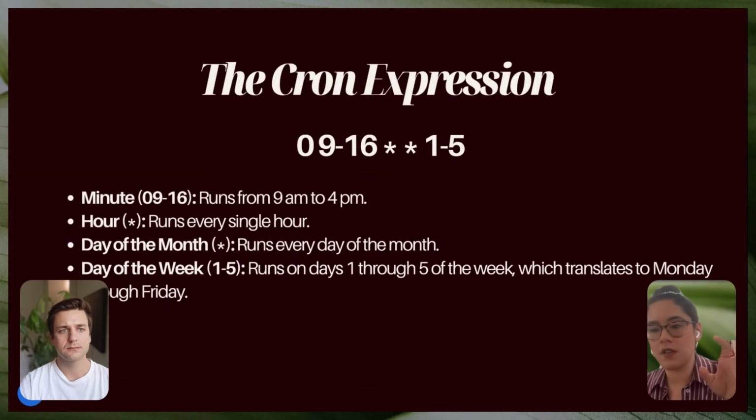So this is the cron expression, and it basically breaks down and helps me customize when I want this routine to run, because it's not just a one-time routine. It's going to run every day when I'm working. So it gives you the breakdown by minute. So it's going to run from 9 a.m. to 4 p.m., runs every single hour.